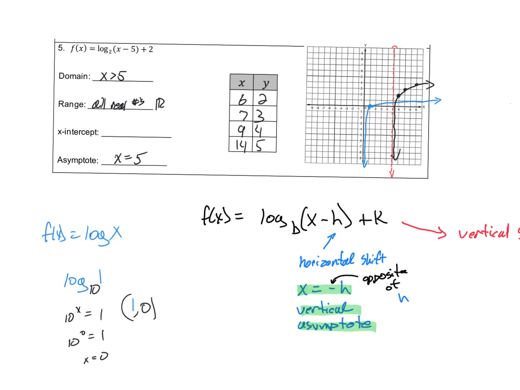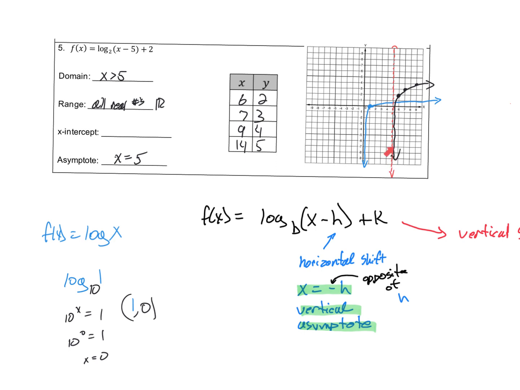Now, the vertical asymptote is the opposite of this number. We shifted to the right 5, so you see that it is approaching x equals 5 but never touches it. So x equals 5 is the vertical asymptote of this one.